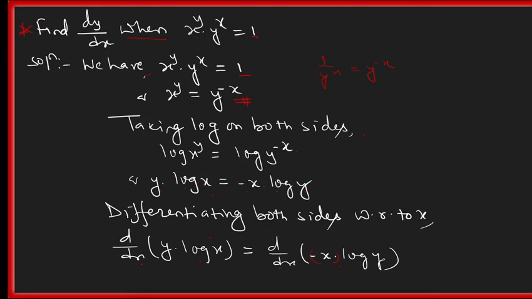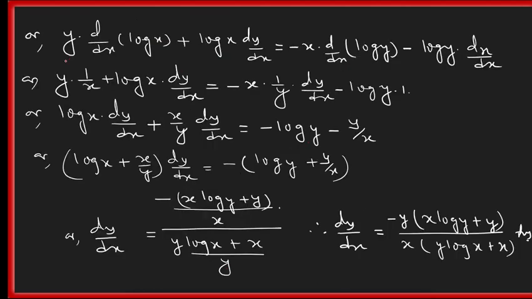Now, first no change derivative of second plus second no change derivative of first. In the left hand side, first no change derivative of second plus second no change derivative of first, but that minus makes it minus. And y times derivative of log x is 1 by x, plus log x dy by dx, equals minus x times log y, 1 by y dy by dx.